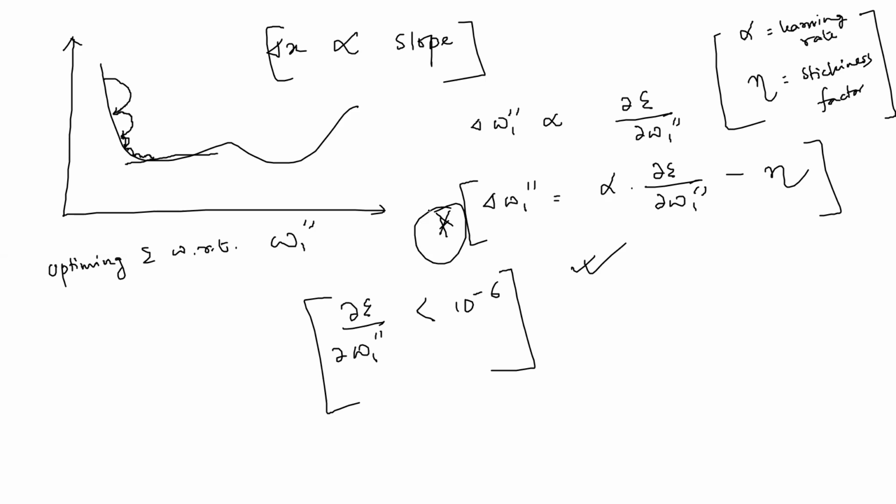Now, for W1, this calculation is easy. If I want to change based on W1, this is easy to calculate. Why? Because ultimately it depends on how this is calculated, and this calculation is easy for W1. Why? Let's talk about this. This is W1 double dashed.